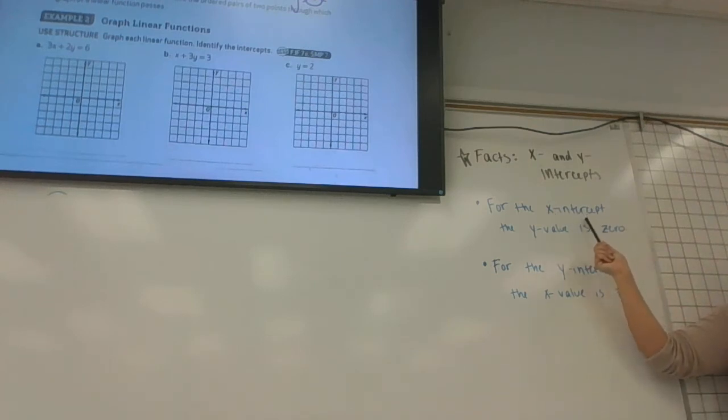For the x-intercept, let's put it in your notebook. For the x-intercept, the y value is 0. For the y-intercept, the x value is 0. There's not a whole lot more I want you to take away from today's lesson than this.